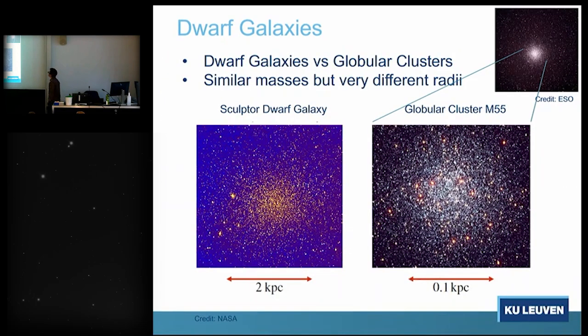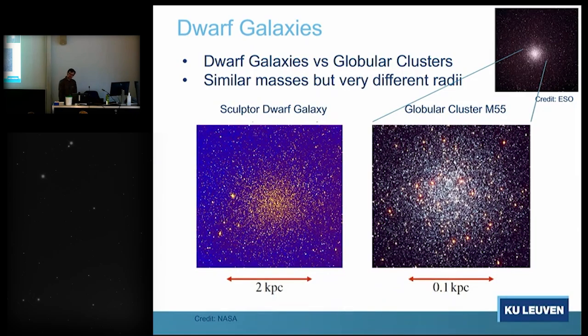Now, here is just an image of such a dwarf galaxy, the Sculptor dwarf galaxy to the left here, and you see this loose collection of stars, and the distance is on the order of, in this case, 2 kiloparsecs. And if we contrast this to the globular clusters, they can actually be quite similar in mass, but they have very different radii. The globular clusters, for example, the stellar systems that sit in the halo of our Milky Way, have much, much smaller spatial extent, as you can see directly in this slide.